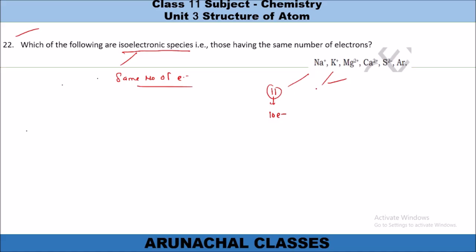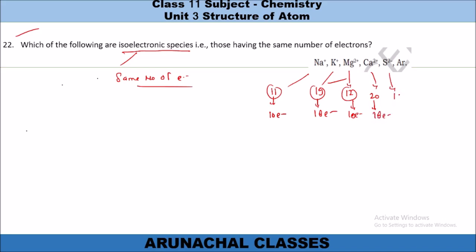Then the atomic number of potassium is 19, after chlorine, then argon, and calcium. When I remove one electron from K positive, it will have 18 electrons. Now for magnesium, atomic number is 12, removing 2 electrons, it will be 10 electrons. And for calcium, atomic number 20, removing 2 electrons, it will be 18 electrons.